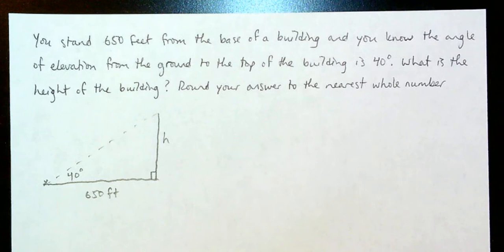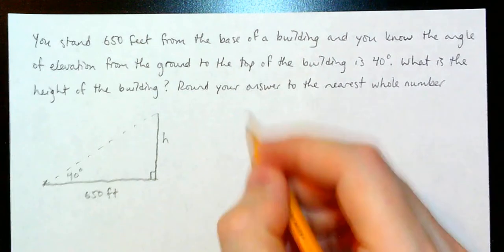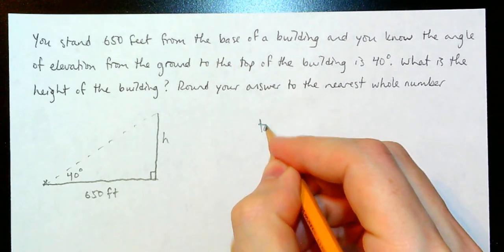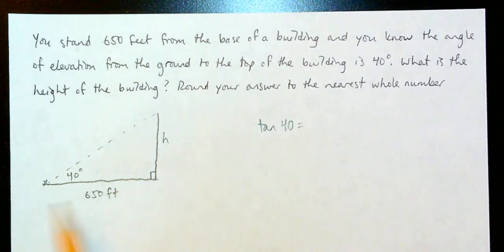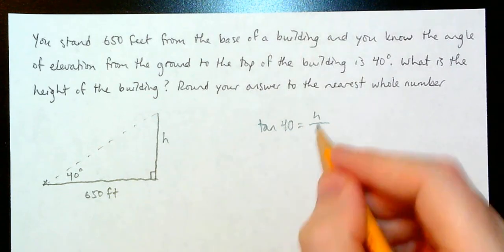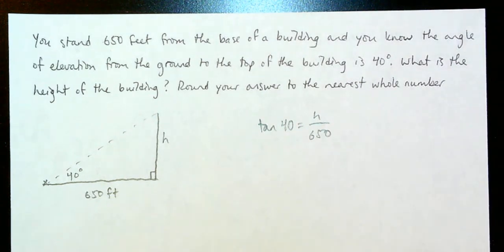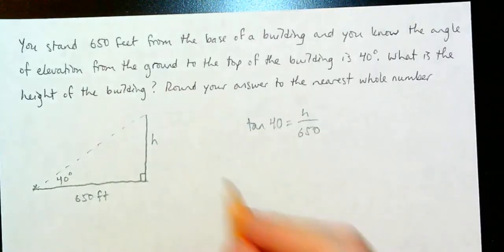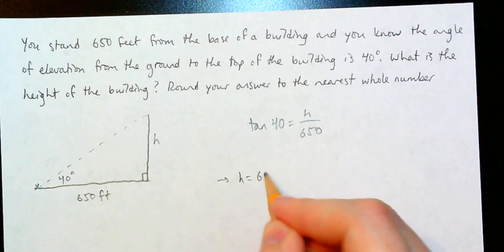So I'm looking at my picture here. I want to know the side that's opposite the angle. I know the side that's next to my angle. What one of those three more basic trig functions involves adjacent and opposite? That would be tangent. So the tangent of 40 equals opposite, h, divided by the side which is adjacent, 650. So I now just need to solve for h. I'm going to multiply both sides by 650.